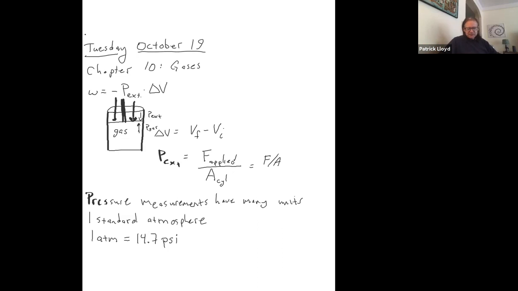And it's about 14.7. There's another one called a millimeter of mercury. And so a standard atmosphere is 760. This is a definition, so it's an exact number. It's not 2 significant digits or 3 significant digits. It's a definition, so it's an infinite number of significant digits.